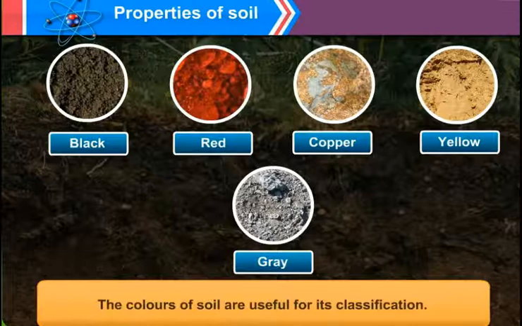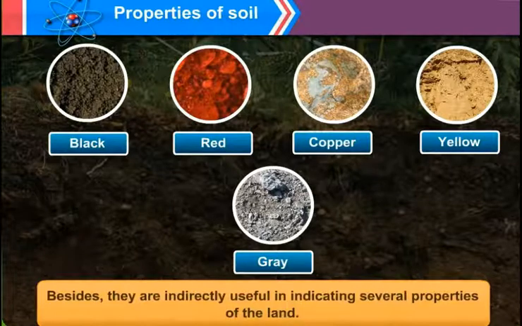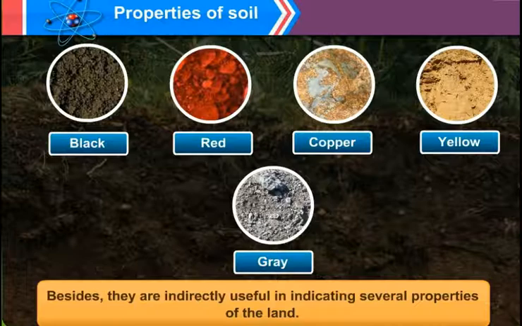The appearance of the soil gives it a different color, and this color is an indication that classifies the soil based on the nutrients in it. Besides, colors are indirectly useful in indicating several properties of the land. Since soil is spread on the land, the color not only indicates the soil but also the properties of the land on which it is spread.